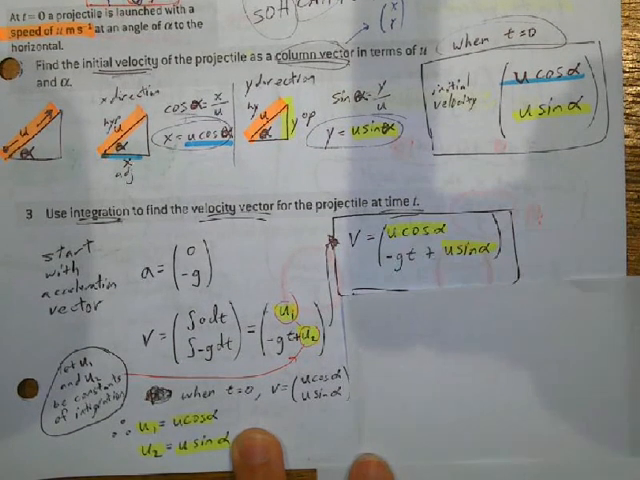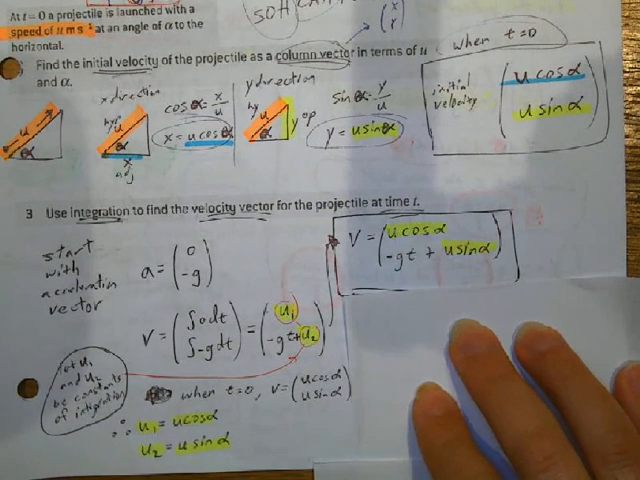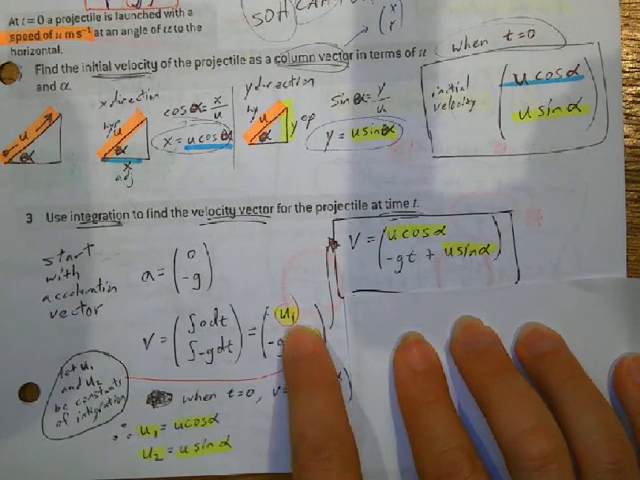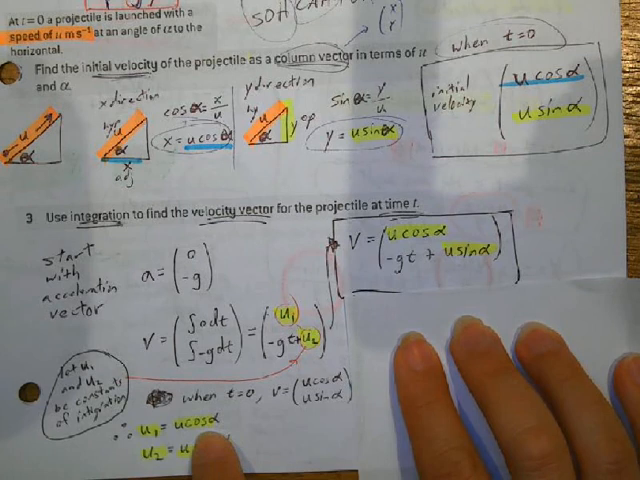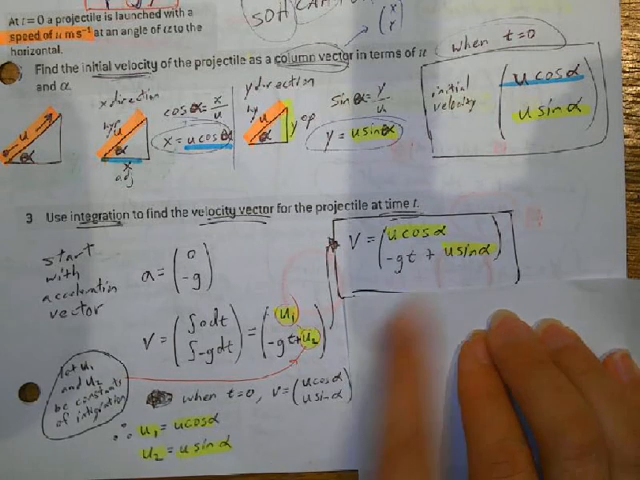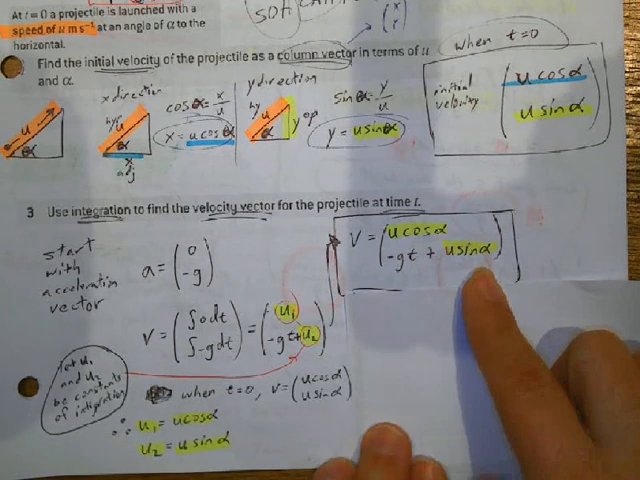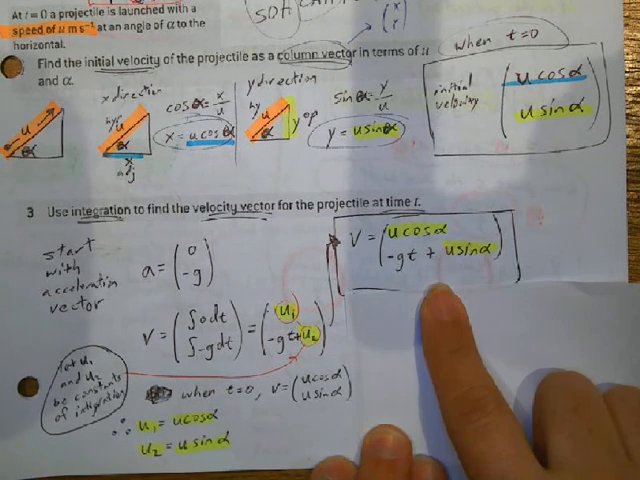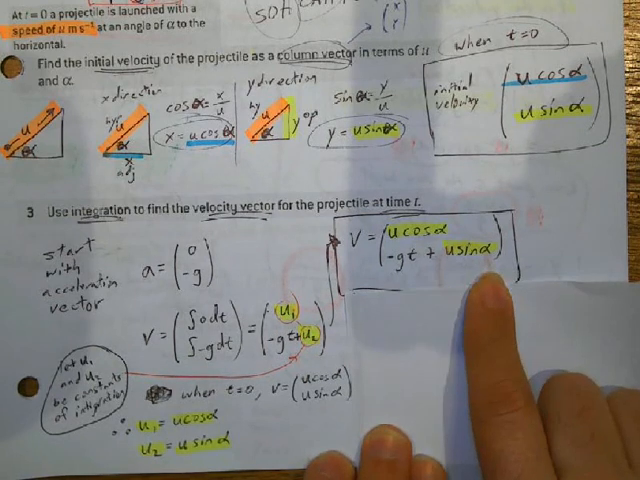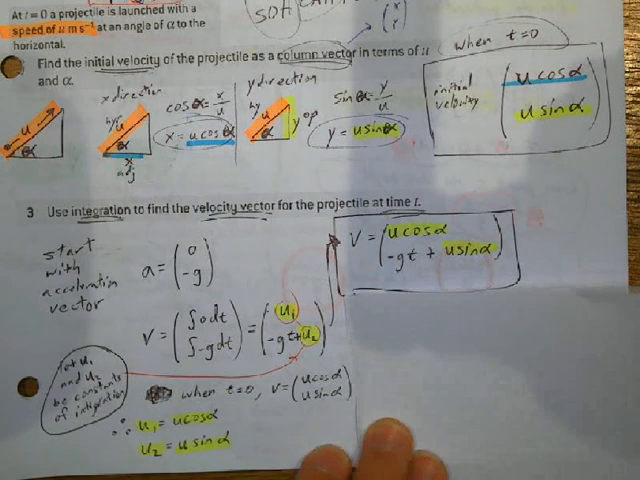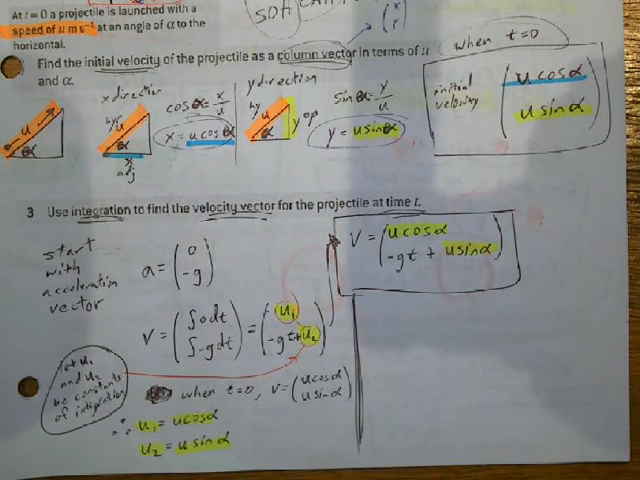So I can rewrite this, since I'm going to replace u subscript 1 with u cosine alpha, and replace u subscript 2 with u sine alpha. So this is my velocity vector over time. You may want to rewind to see that again if you need it. Okay. Next page.